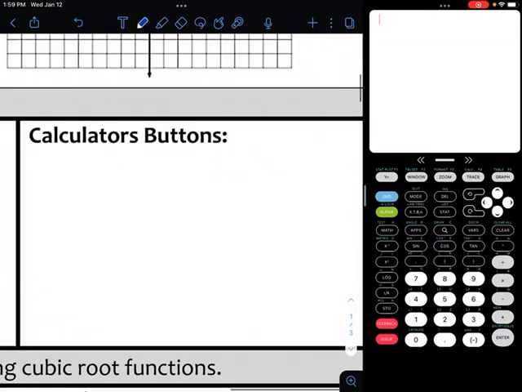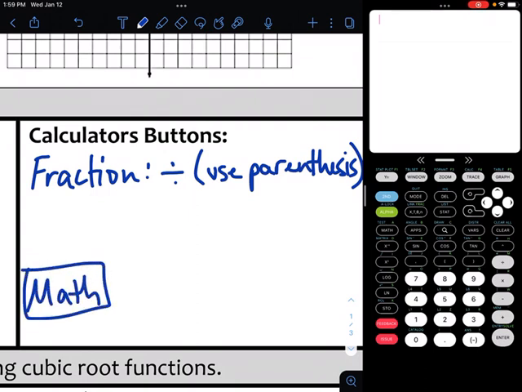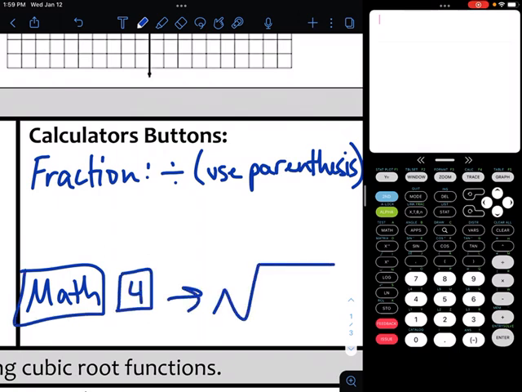And a couple of things about calculators. If we're looking at a fraction, remember that is just using the division symbol. And I would suggest using parentheses. This helps out with fractions quite a bit. All right, and the other thing, in order to get that cubic root function, you're going to press math, which is right there. And then you're going to press the number 4, and that's going to get you the cubic root.